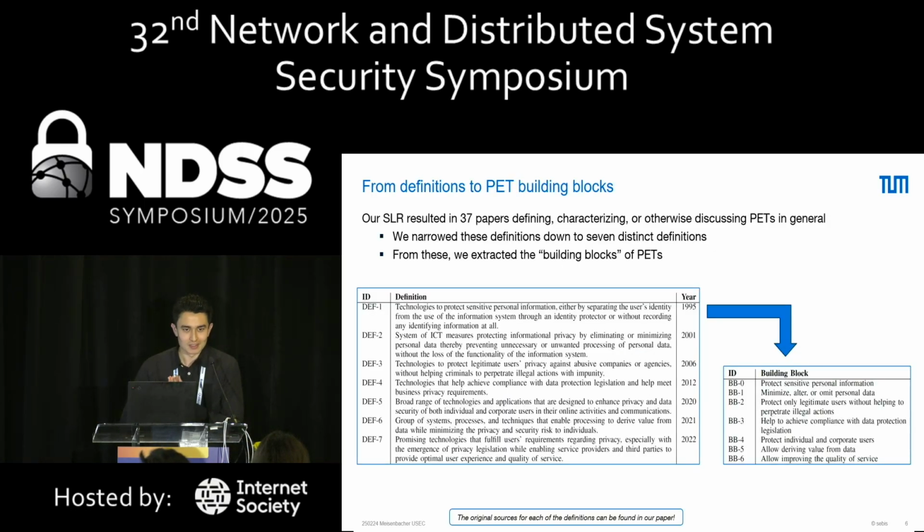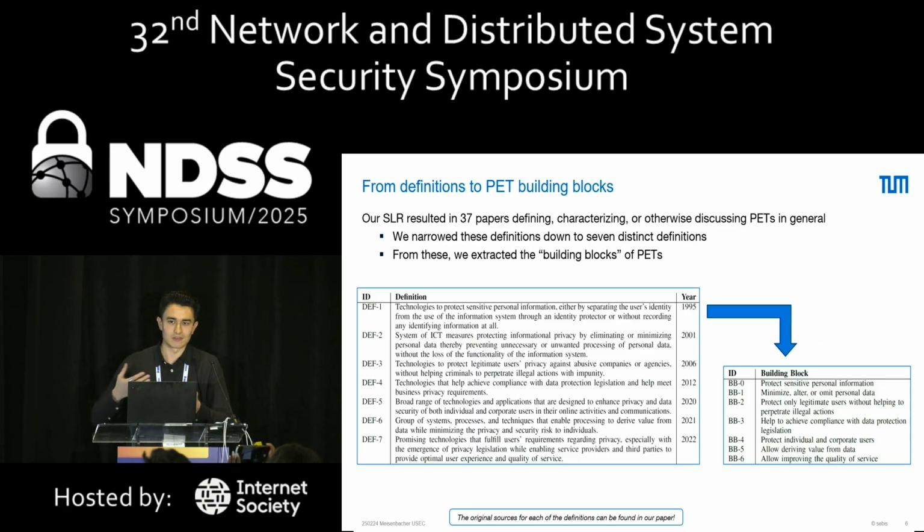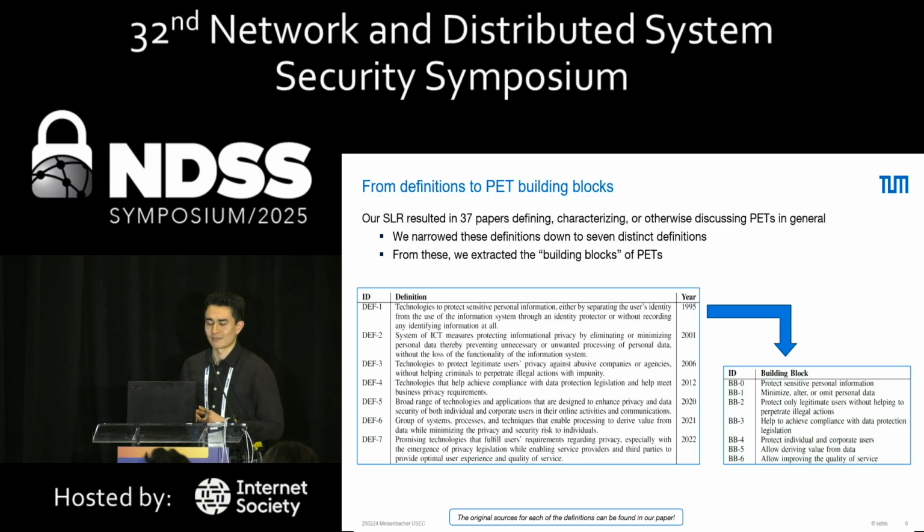So jumping into the results of the literature review, we narrowed down a bunch of papers to 37 papers that specifically focus on looking at or surveying PETs in general. And from these papers, we were able to aggregate and narrow down their given definitions of privacy-enhancing technologies to these 7 definitions that you see on the screen here. And from these definitions, we extracted what we call building blocks, or essentially the fundamental aspects of a privacy-enhancing technology.